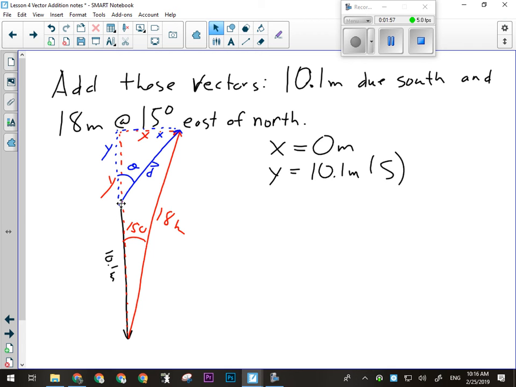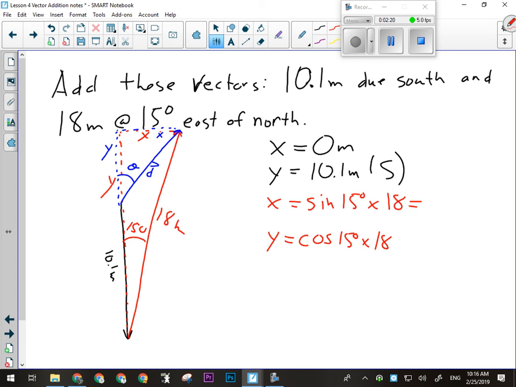For the red vector, red x is the opposite side from my angle. That means I'm going to solve for it using sine. So the sine of 15 degrees times the hypotenuse, which is 18 meters, will give me my x component. My y component is the adjacent side, so I will use the cos of 15 degrees times 18 meters and get that.